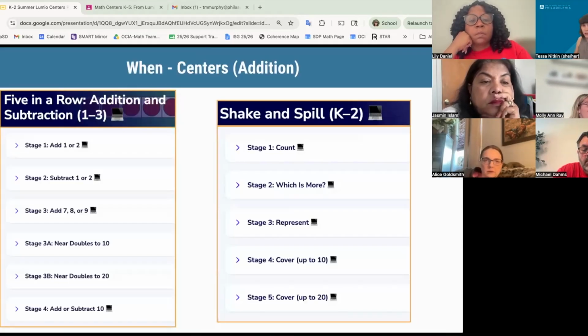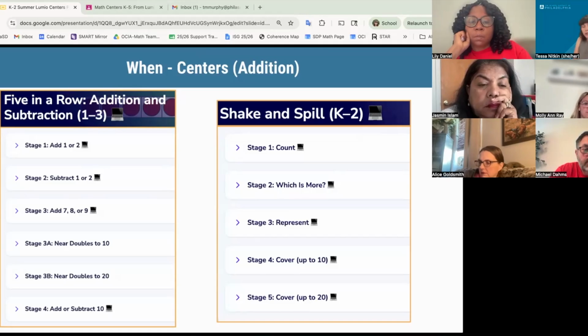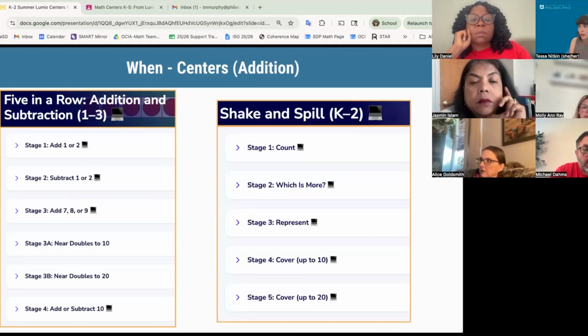These are two of our addition centers. If you've been teaching K-2 for a few years, they'll probably be familiar to you. We have Five in a Row, the addition and subtraction version, and all the stages. And then we have Shake and Spill and all those stages. I want you to take a minute, look at the names of the stages, and think about what you notice now that you know more about fluency development.